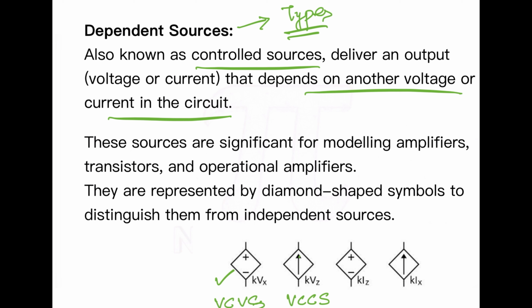The other one, where the controlling parameter is a current and it represents a voltage source, is the current controlled voltage source. And the other one is the current controlled current source. So these are the 4 types of dependent sources.